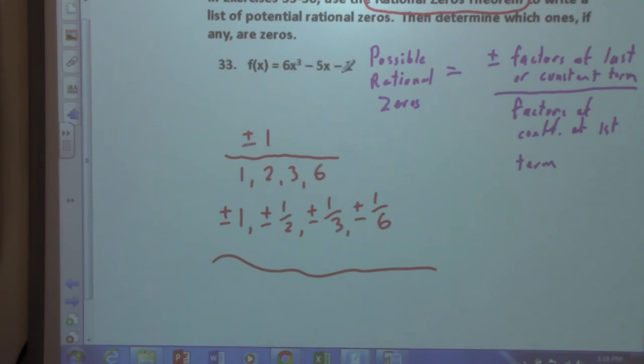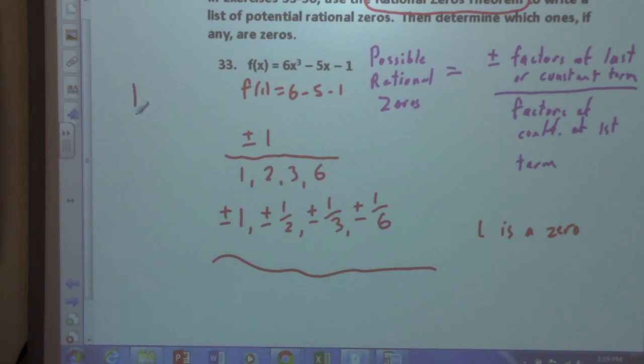But let's plug in 1. If we plug in 1 as a potential 0, what are we going to get? Well, we're going to get 6 times 1 minus 5 times 1 minus 1. So is 1 going to be a 0? Yeah. So 1 is a 0. And then, Hannah, what you can do is use synthetic division to see if what's left can be factorable and work from there.